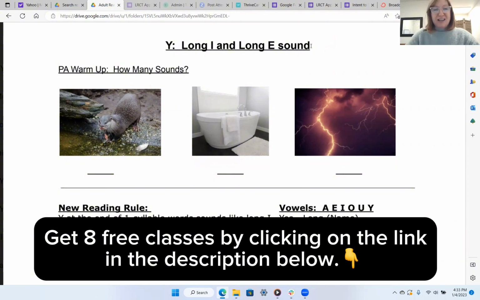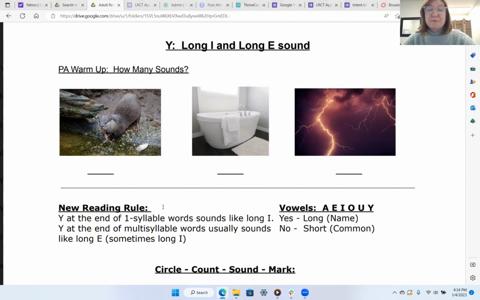So before we get started, let's do some phonemic awareness warm-up. Before we count how many sounds are in otter, I want to start small. How many sounds are in ot? Put in the chat, how many sounds are in the nonsense word ot? I guess it is a real word if you spell it differently. Ot has two sounds: ah and t. Now, otter has three sounds.